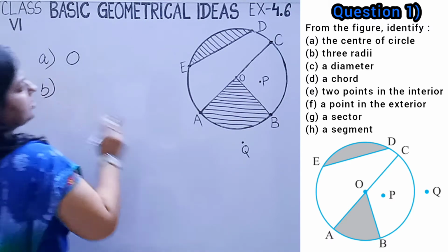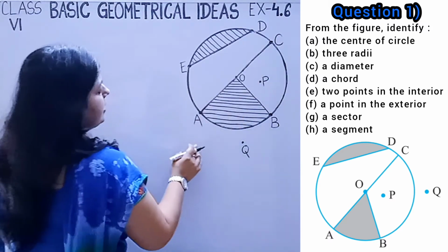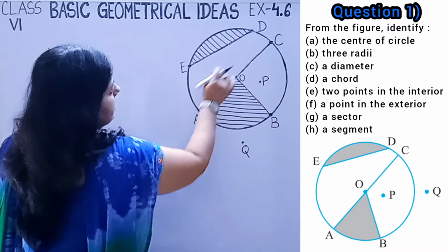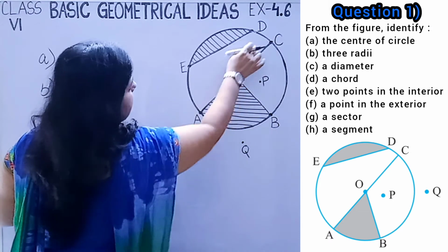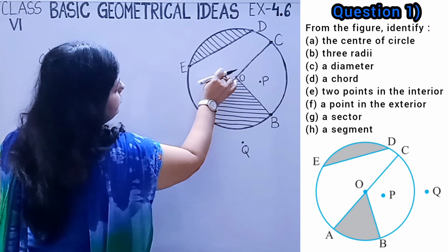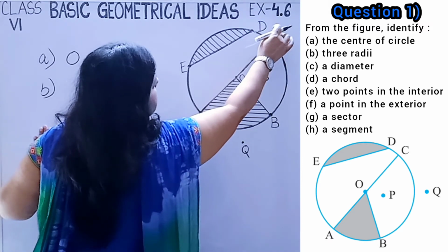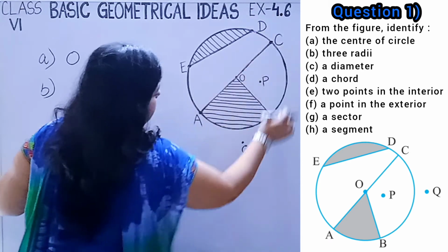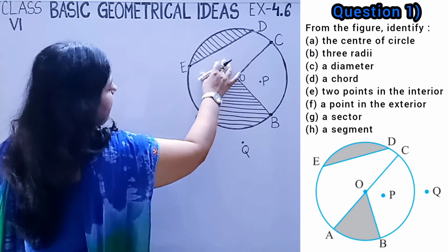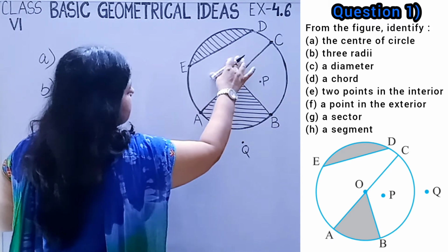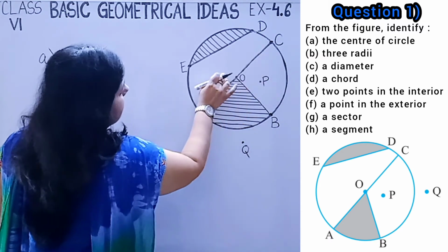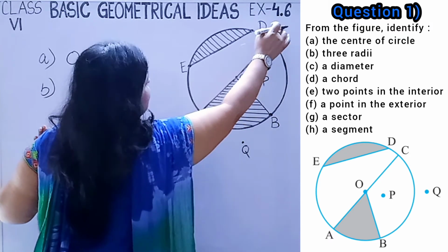Part B, 3 radii. And what is the meaning of radii? Radii is plural of radius. So what is radius? The radius is a line segment that connects the center to a point on the circle. D, C, B, A, E are the points which are on the circle. But we have to identify radius here. And radius is a line segment that connects its center to a point on this circle.